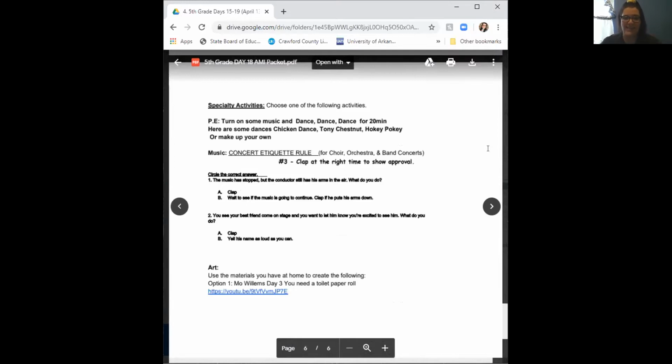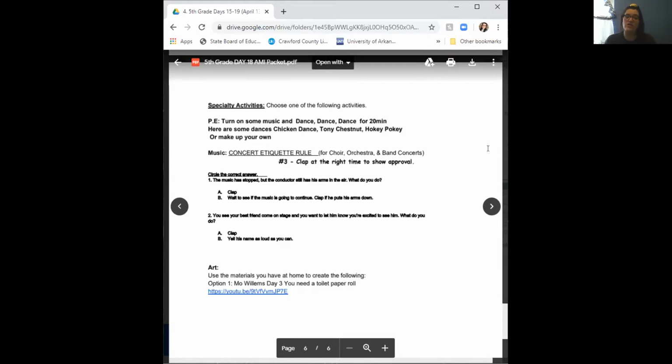So for PE today, it says, turn on some music and dance, dance, dance for 20 minutes. Here are some dances. It gives you some examples of dances that you could do. You could do the chicken dance, the Tony Chestnut, the hokey pokey, or you can make up your own dance. So you can turn on any song you want and just make up your own dance to it. Or you could do the chicken dance, the Tony Chestnut, or the hokey pokey. So you just turn on some music and dance, dance, dance for 20 minutes.